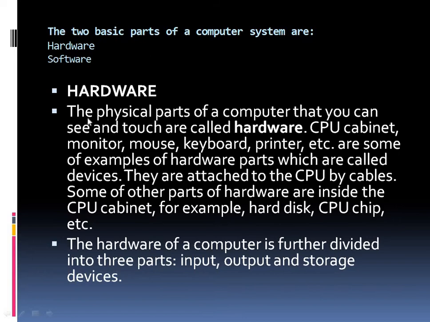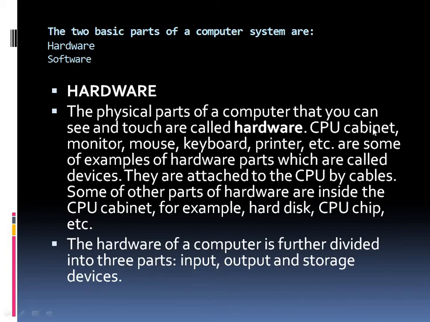See the definition. The physical parts of a computer that you can see and touch are called hardware. So it is a very simple definition of hardware. The parts of computer which you can touch and see, it is hardware. So which part of computer you can touch? Keyboard, mouse, these are hardware. CPU cabinet, monitor, mouse, keyboard, printer, etc. are some examples of hardware parts which are called devices.